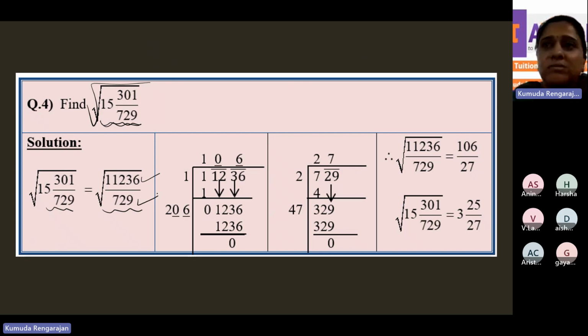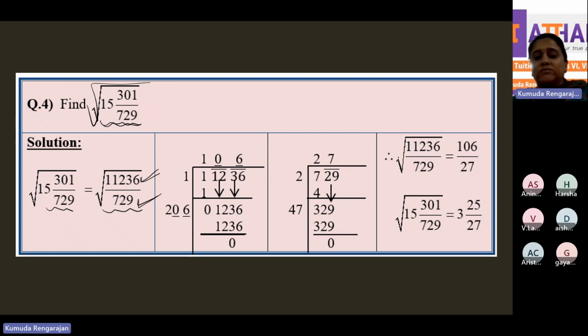Now that we know both the methods, the long division method and the prime factorization method, you choose to use the long division method. That works faster and it's easier than using the prime factorization method. That's okay. You have done it easily with that. That's fine. Anything is fine. So I have done it using the long division method. I have found the square root of the numerator and the square root of the denominator using the long division method. You can see it here.